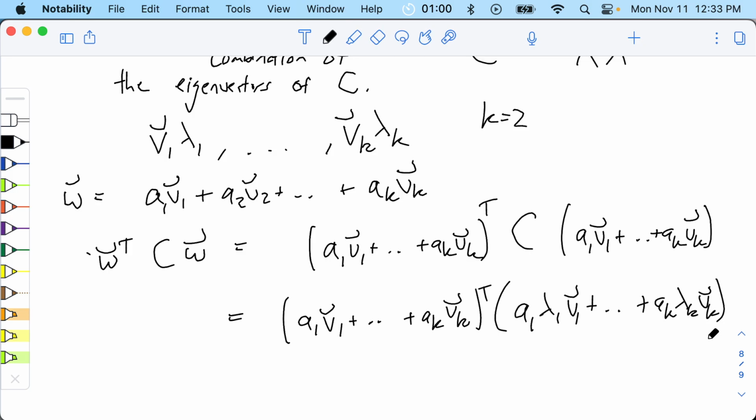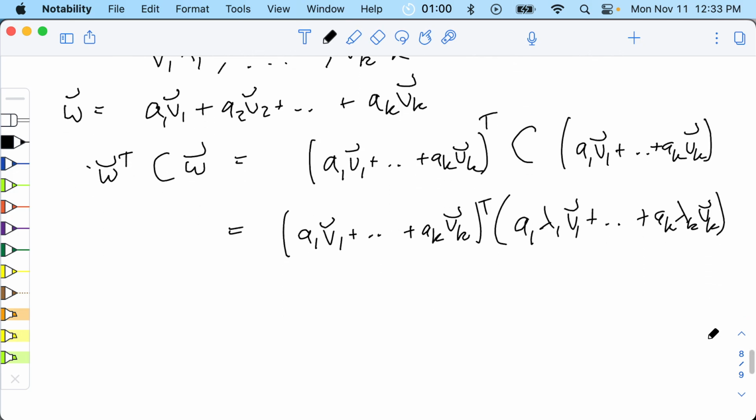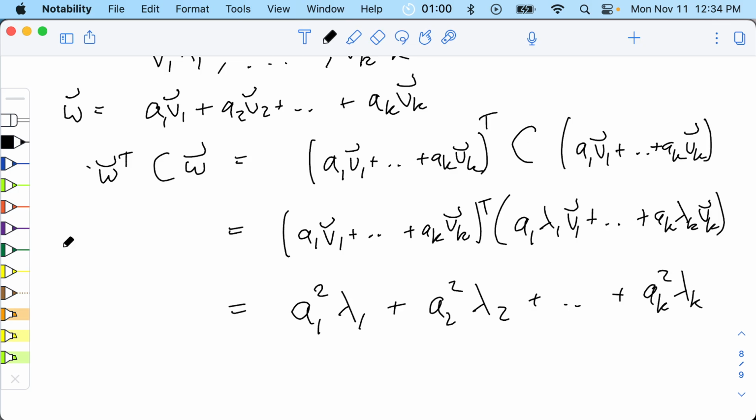So this is the same kind of trick we used in the Fibonacci numbers, which is the matrix C in general is really nasty. Like, what does it do to this thing? We have no idea. But if you do it on the eigenvectors, then it's so simple and so nice. And what does this become? This becomes A1 squared times lambda 1 plus A2 squared times lambda 2 plus dot dot dot plus AK squared times lambda k.